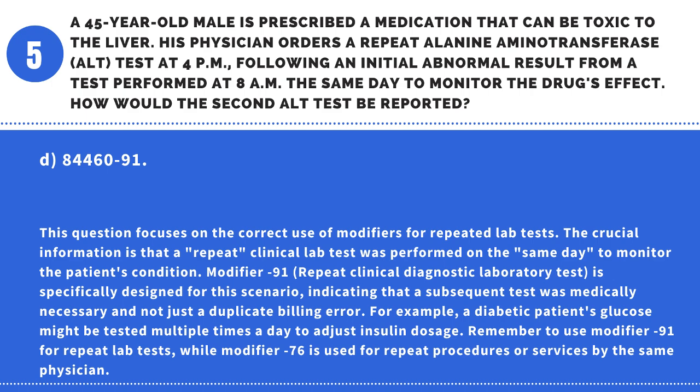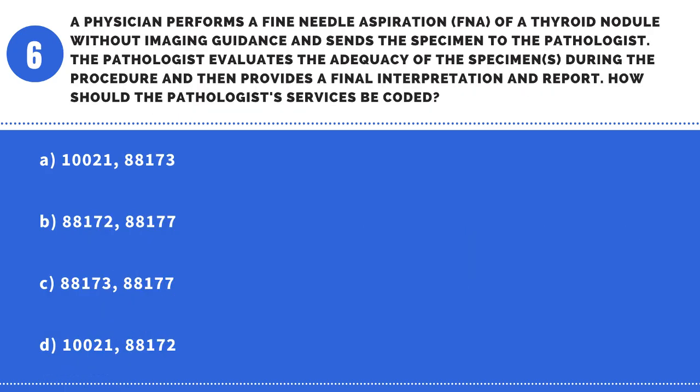medically necessary and not just a duplicate billing error. For example, a diabetic patient's glucose might be tested multiple times a day to adjust insulin dosage. Remember to use modifier -91 for repeat lab tests, while modifier -76 is used for repeat procedures or services by the same physician.